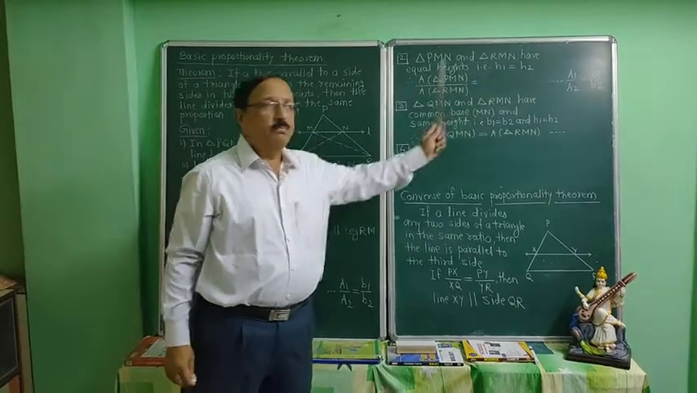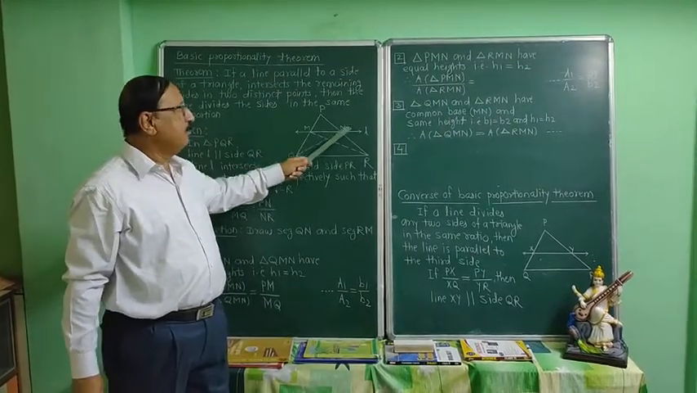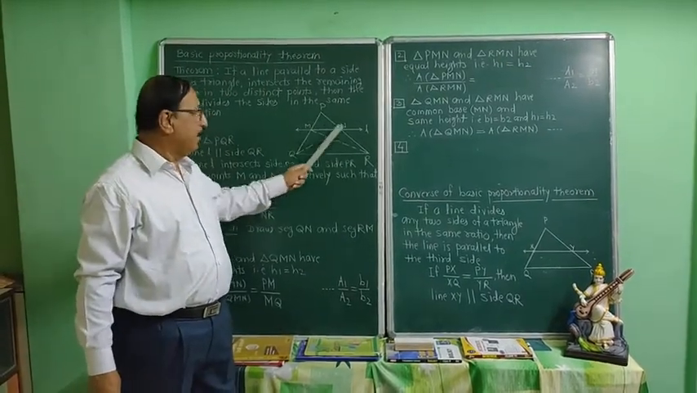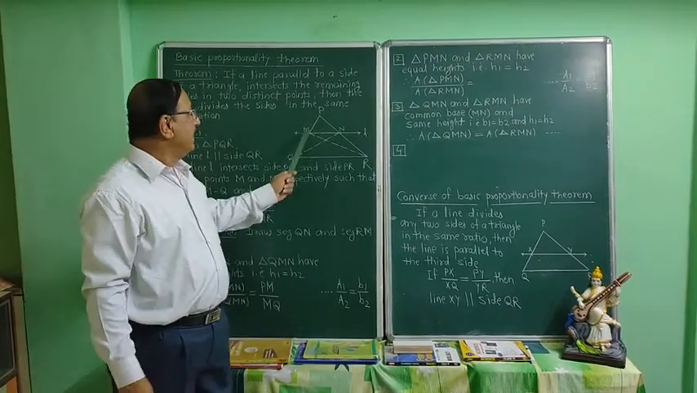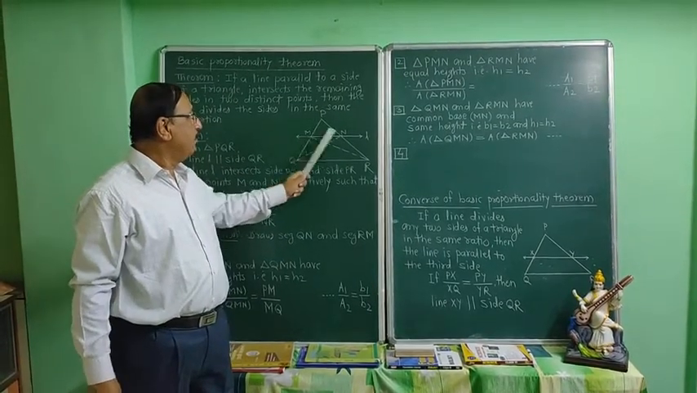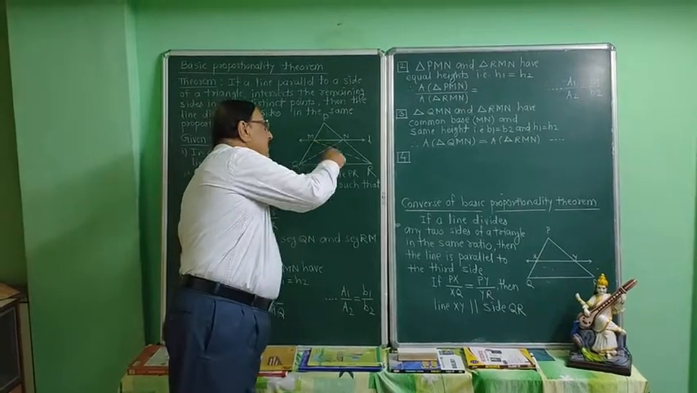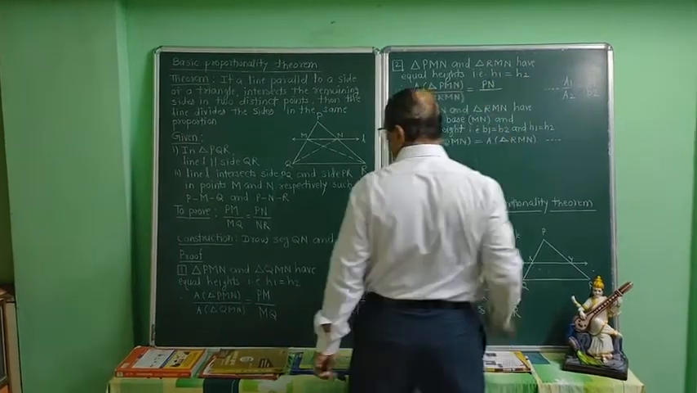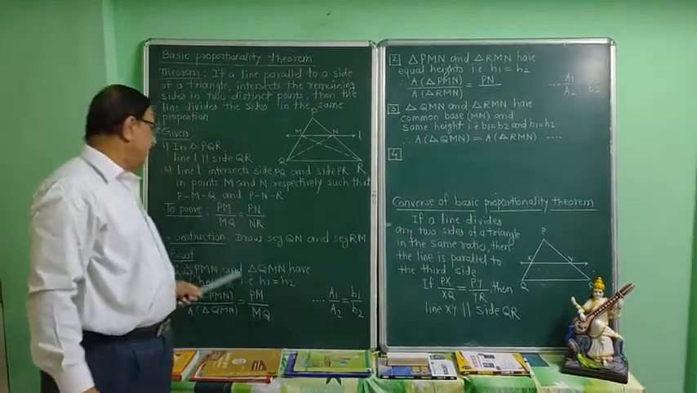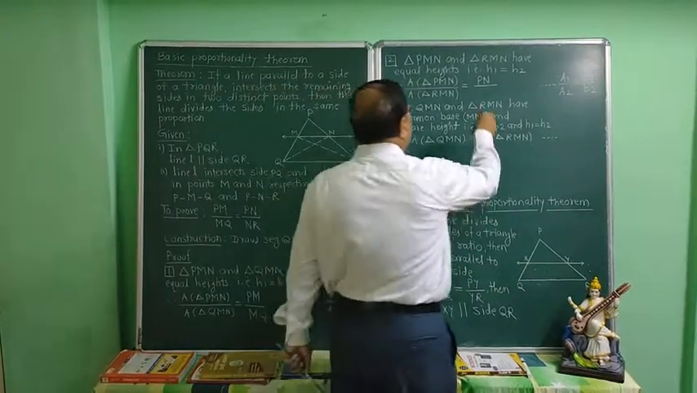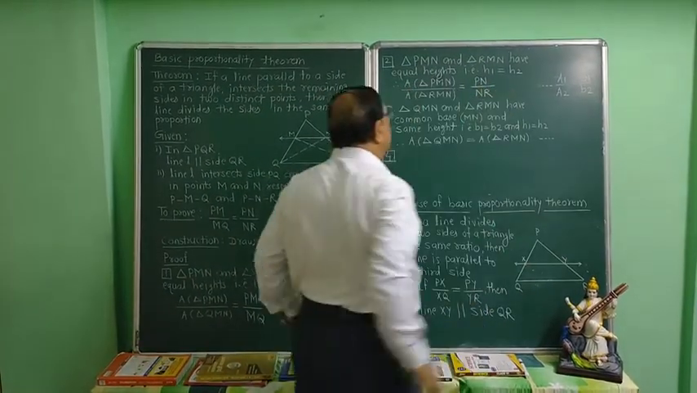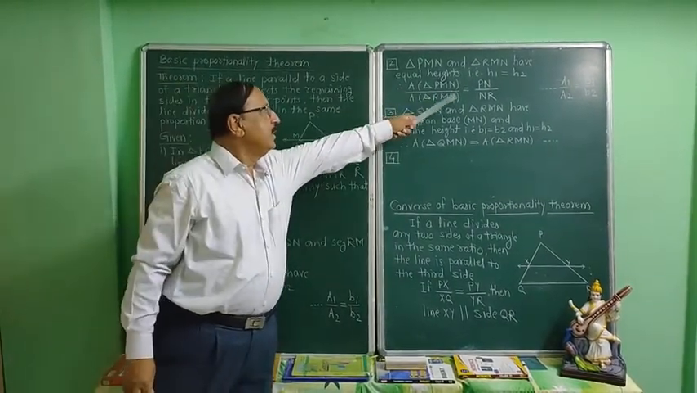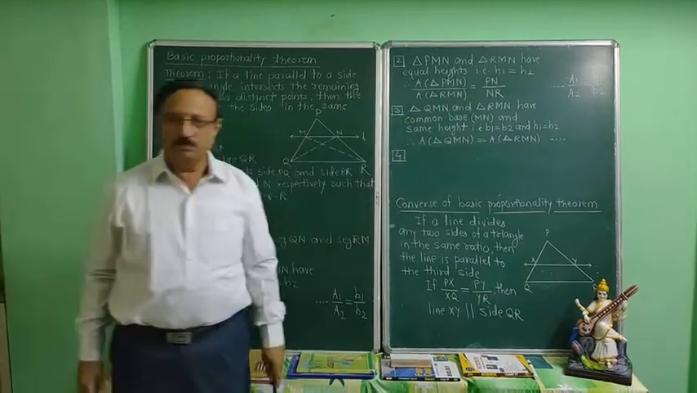What is A1? Area of triangle PMN. What is A2? Area of triangle RMN. Then the corresponding base of triangle PMN, now PN is the base. This is PN. Upon what is the base of triangle RMN? It is NR. And therefore area of triangle PMN upon area of triangle RMN is equal to PN upon NR.